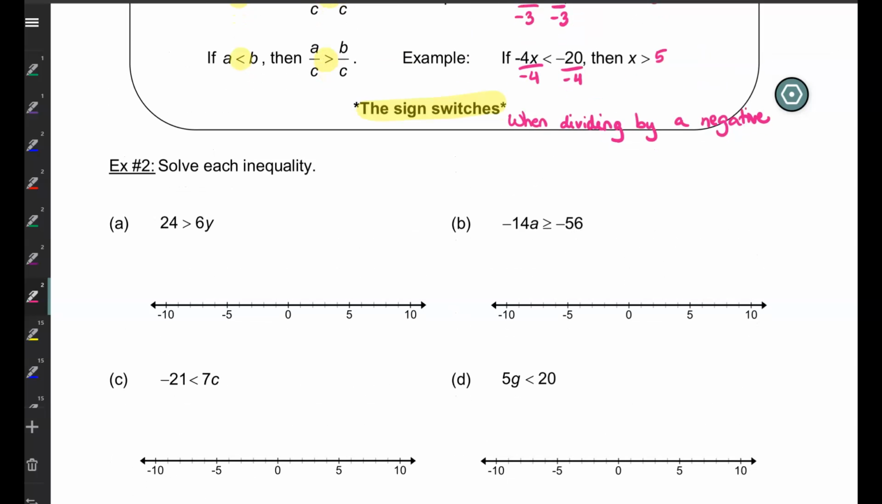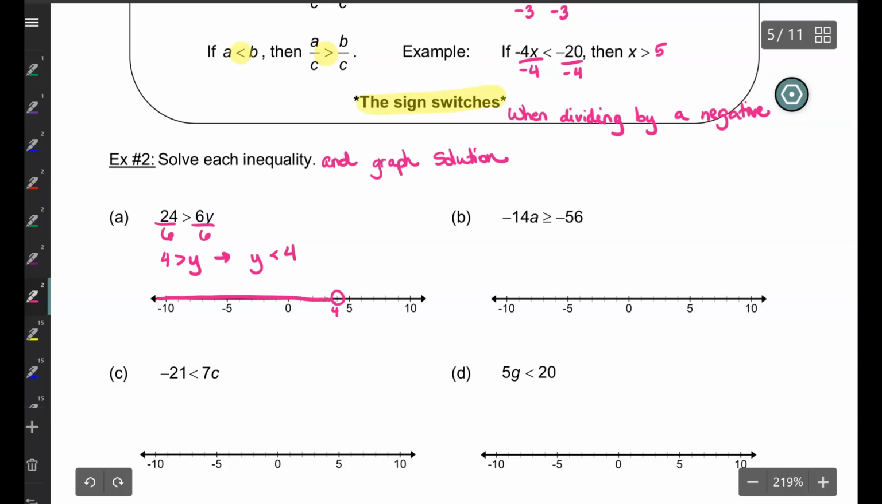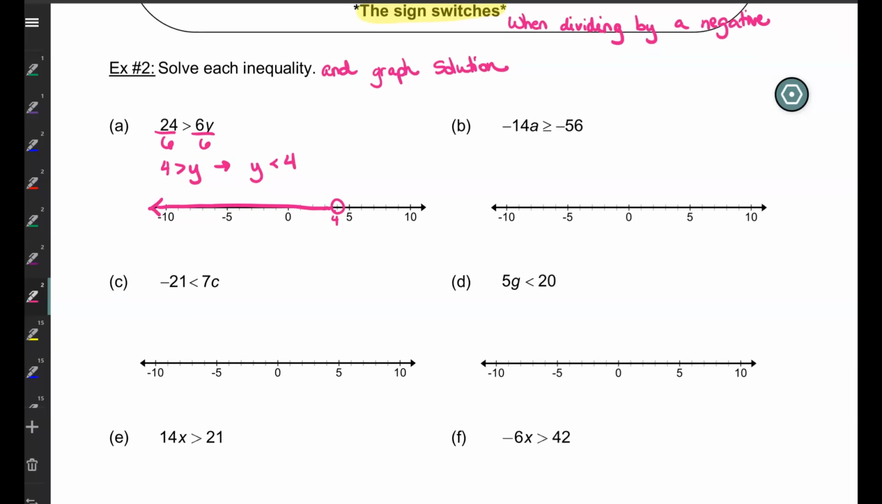Okay, so let's look at solving each inequality, and then also I should have written in here and graph solution. Okay, so I'm going to divide both sides by 6. So we're going to get 4 is greater than y. We're going to switch that around so it's y is less than 4. So here's 4, open circle, and I'm going to shade to the left. Again, feel free, if you would like, you can pause it and try these on your own to see if you got the hang of it.